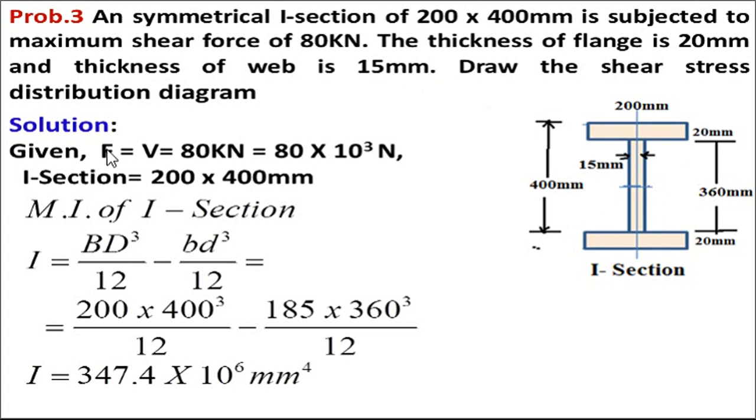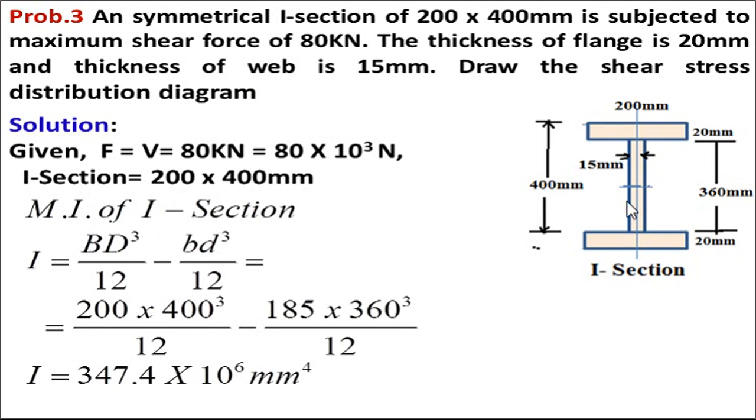First of all, write down the given things. What is given in the problem? Shear force is given as 80 kN, means 80 into 10 to power 3 Newton. I section of 200 by 400 size. Find out the moment of inertia I of the cross section first.